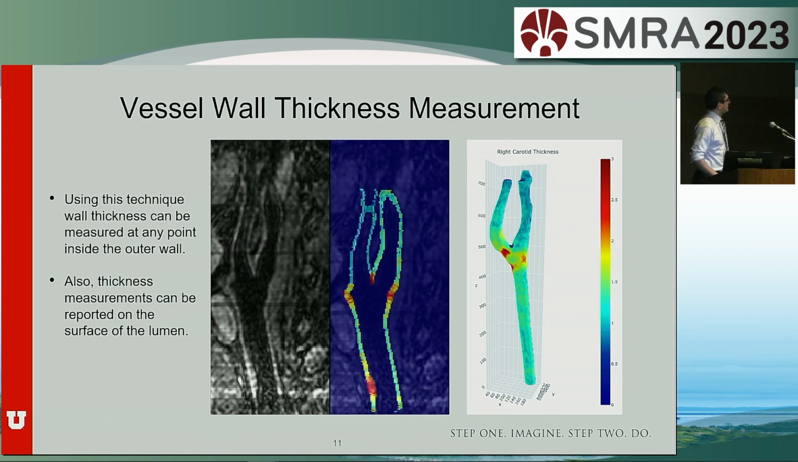And here is an example of that wall thickness measurement. We can do the thickness measurement and represent the results as a 3D map, as you can see, because we are able to do the thickness measurement in all voxels. Also on the right, you can see we are able to report that thickness measurement as a function of the surface of the lumen to illustrate the areas that have a thicker wall compared to the normal wall, as you can see in that heat map.